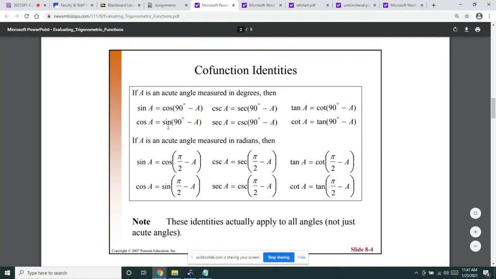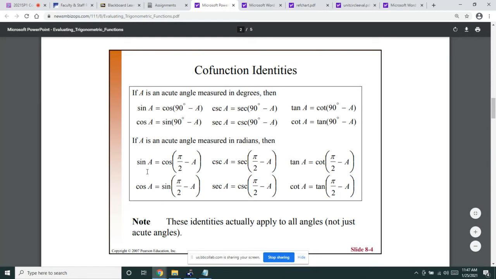The cosine of A is the sine of 90 degrees minus angle A. And then the tangent of A is equal to the cotangent of 90 degrees minus A. I just mentioned the main three, but notice there are six. The second set of formulas are the exact same formulas, but instead of using degrees, they're using radians. So recall from the unit circle that 90 degrees is equal to pi over 2 radians.